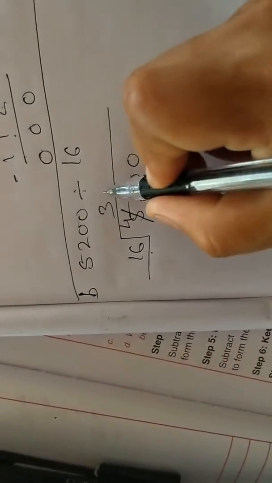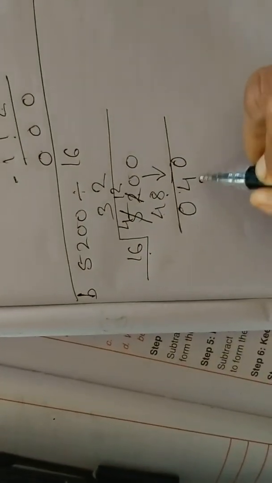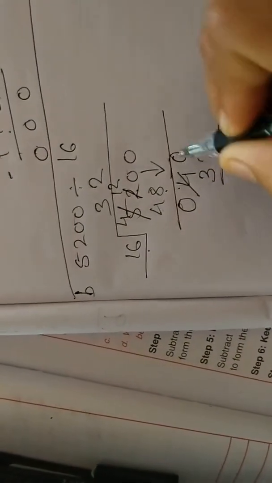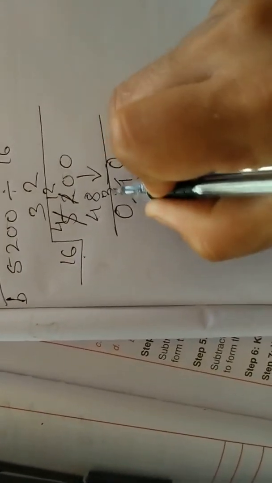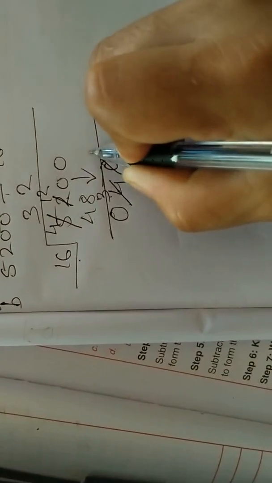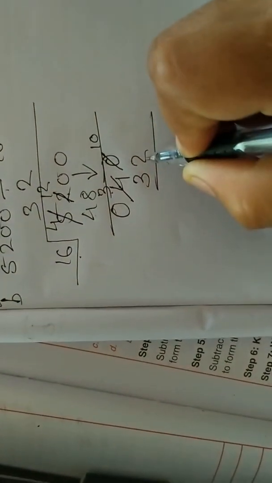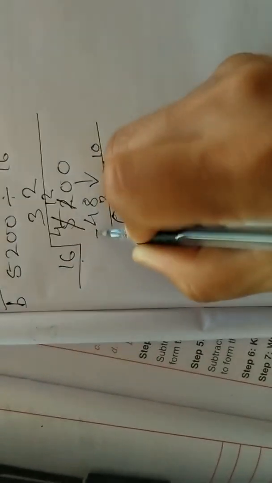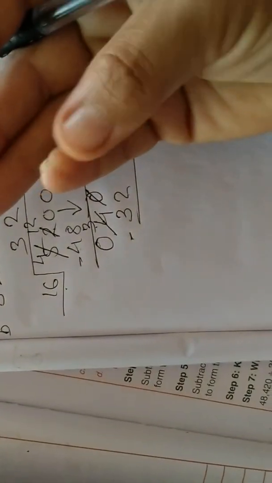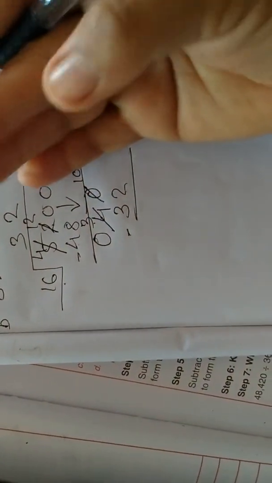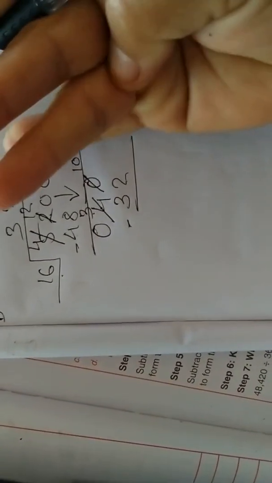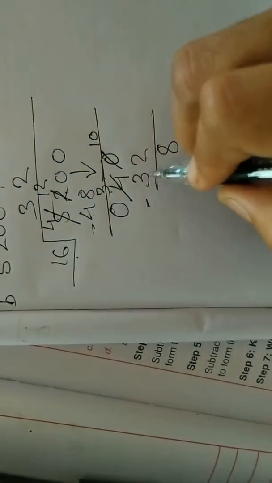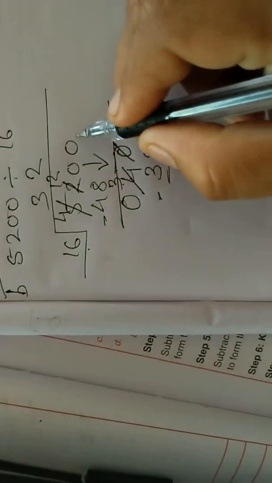16 twos are 32. Cut 3, write there 3. Cut 0, write there 10. 10 minus 2. 10 on your finger. 1 2 3 4 5 6 7 8 9 10. Cut 2. 1 and 2. Remaining number is 1 2 3 4 5 6 7 8. So we have to write here 8. 3 minus 3, 0. Again we have to bring down here 0.